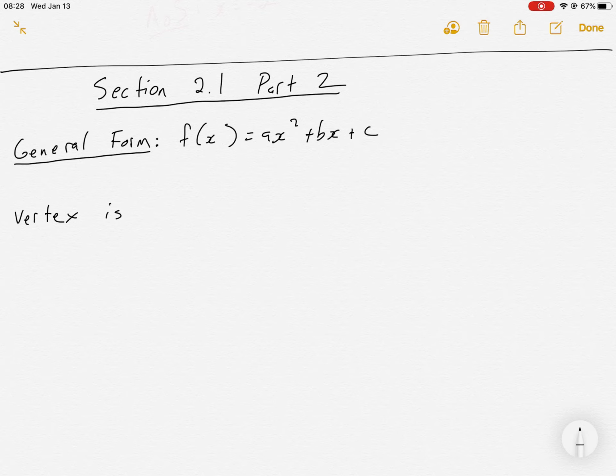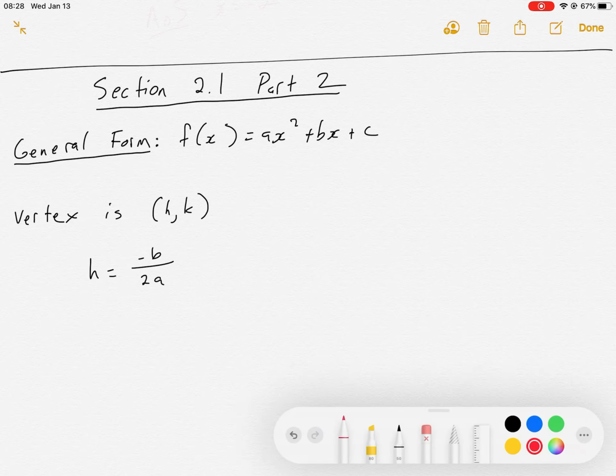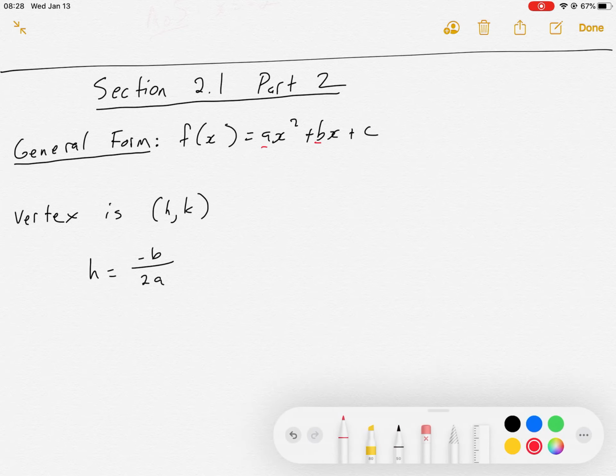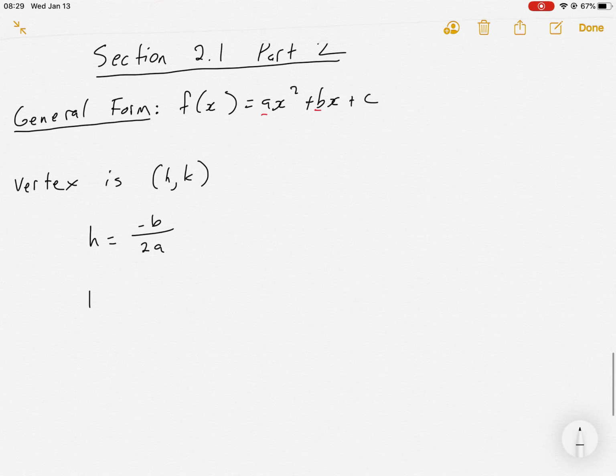Let's pick new letters just so we have something to use in our equations. Let's say the vertex is (h, k). Well, h is just negative b over 2a. So whatever b and a are, let's say a was 2 and b was 3, you'd say negative 3 over 2 times a, which was 2 in my example. And once you have h, that's the x value of the vertex. In order to find k, you just plug h back into your function. So if h was 2, you could just plug 2 in for x and see what you get for k.